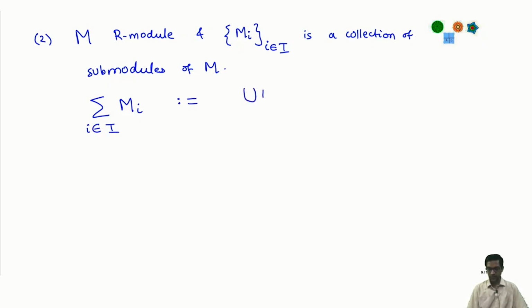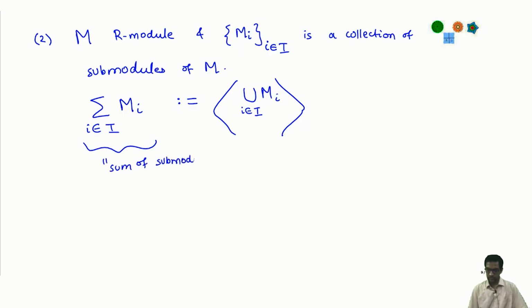This is defined as follows. I take the union of all the M_i's. Now this is just some subset of my ambient module, and I take the submodule generated by this union. So I've just defined in definition 1 what the submodule generated by a set is, so I just apply that definition. This is called the sum of the M_i's, the sum of the submodules. That's the definition. Again, it's a submodule because it's the submodule generated by a set.